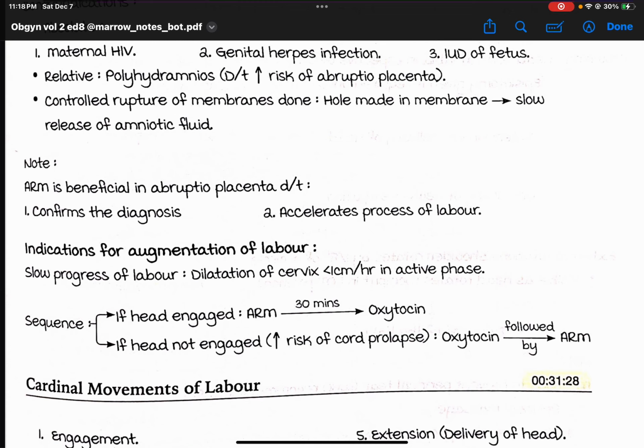Indication of augmentation of labor: slow progress of labor, dilation of the cervix less than 1 cm per hour in the active phase. Sequence: if the head is engaged, artificial rupture of membranes, wait 30 minutes, then oxytocin. If the head is not engaged, there is increased risk of cord prolapse, so oxytocin followed by artificial rupture of membranes.